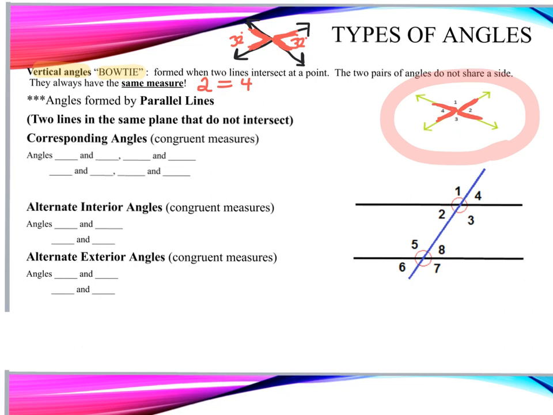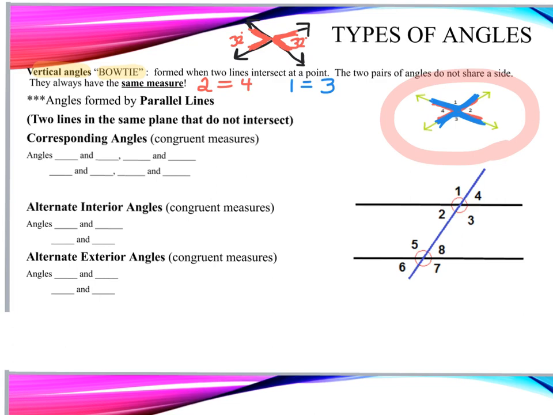Do you see another pair of vertical angles? I sure do. Angle 1 at the top. Look how wide that angle is, obtuse. And 3, oh look, same size, also obtuse angle. So 1 would match with 3. Okay, those are vertical or bow tie, I call it, but they're vertical angles.